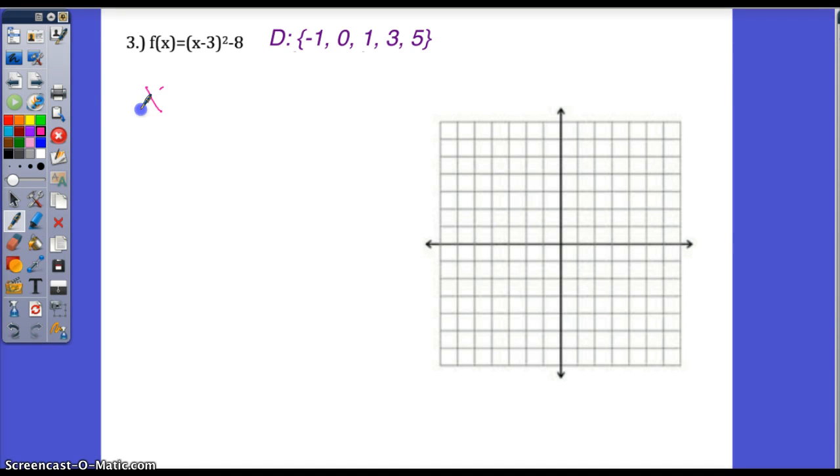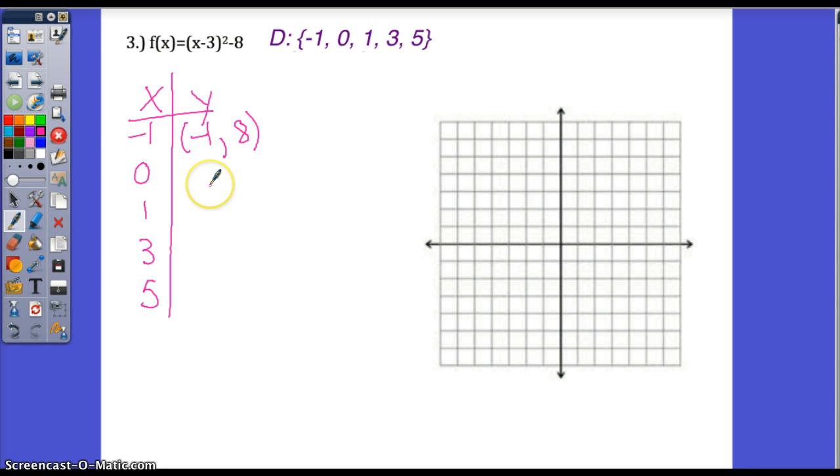Okay, your table after plugging it in should have been negative 1, 0, 1, 3, and 5. I'll just say what your y value should have been. When you plugged in negative 1, your y value should have been 8. When you plugged in 0, you got 1. When you plugged in 1, you got negative 4. When you plugged in 3, you got negative 8. When you plugged in 5, you got negative 4 again.